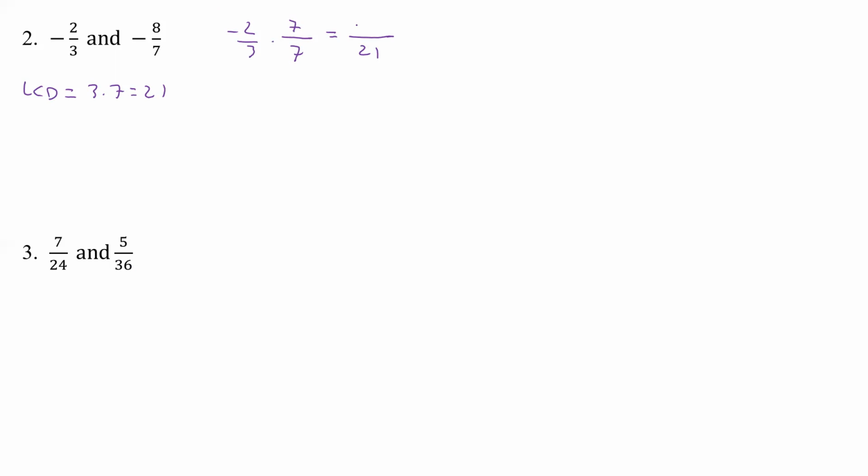Negative 2 times 7 is negative 14. Now we have a negative 8 over 7 times what is going to give us the 21. Well, 7 times 3 is 21, so 3 over 3. Negative 8 times 3 is negative 24.